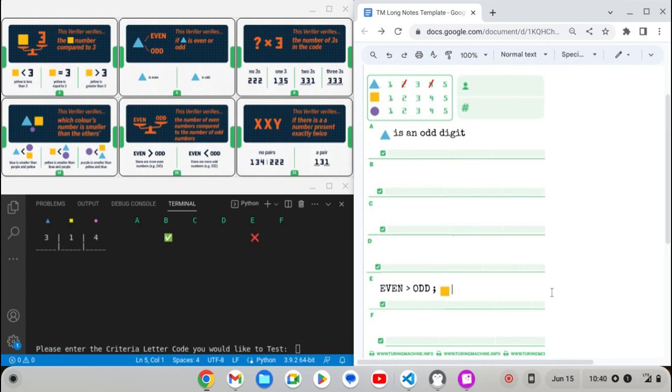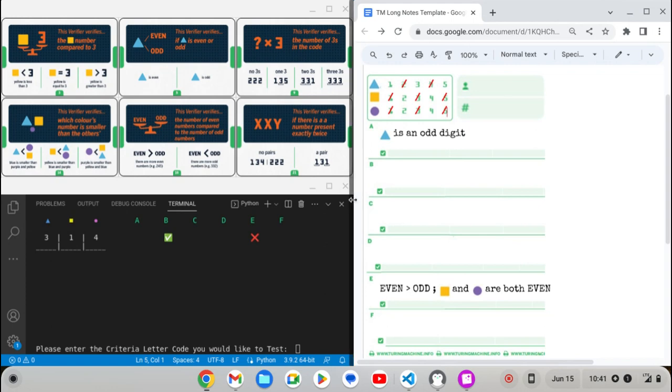So square and circle are both even. Okay, since we know that they're even, we can cross out all of the odds. So it can't be a 1, can't be a 3, or a 5, and that's true for both. So now we know, at least structurally, that our solution is going to be odd, even, even.